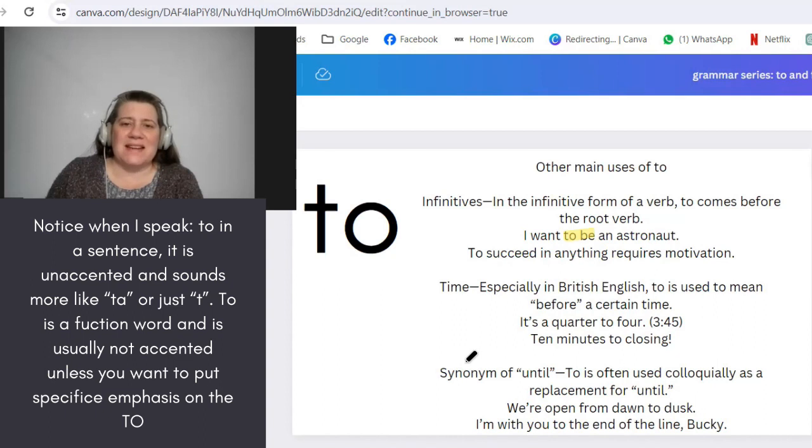We also have the synonym "until". It's a synonym of "until", for example, we're open from dawn to dusk. It's showing the duration from this time to another time. I'm with you to the end of time, or to the end of the line.